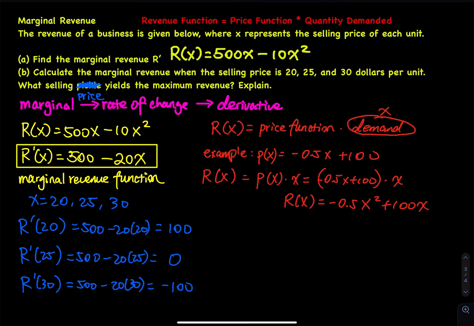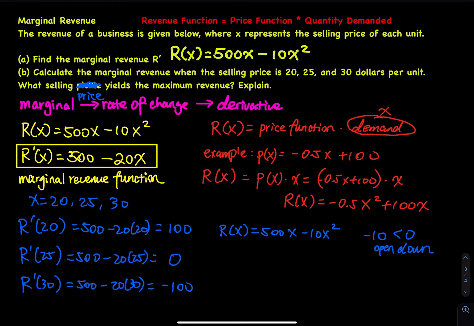So what does the revenue function look like? What does the graph look like? The revenue function, we have R of x equals 500x minus 10x squared. What does the graph look like? x squared means a quadratic function, and a quadratic function means a parabola. Does the parabola open up or open down? The answer is opens down, because negative 10 is the leading coefficient, the coefficient of the x squared. This is negative, that means the parabola opens down.